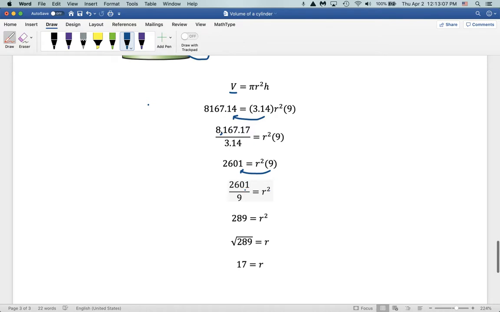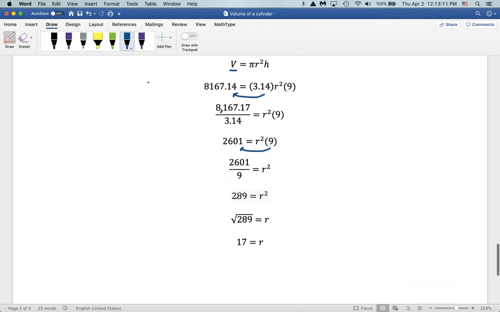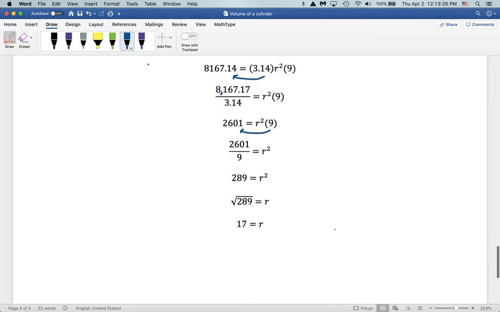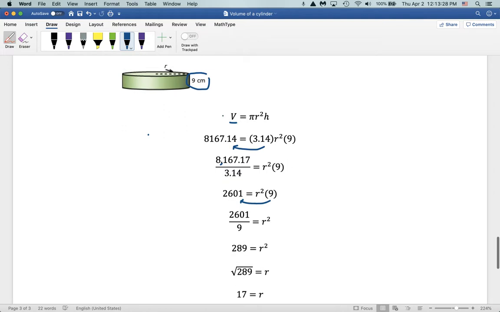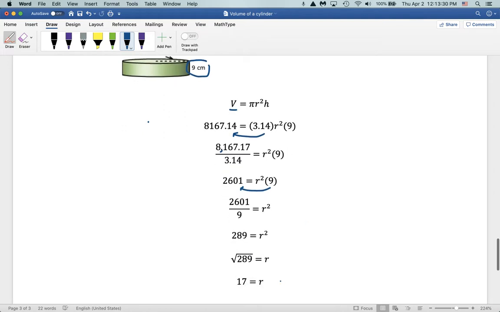When I take the 2,601 divided by 9, the r squared equals 289. Now I have r squared equals 289, so I need to undo the squared. The way I undo a square is I square root. So when I square root both sides, the square goes away. I'm left with just r, and the square root of 289 is 17. So I just found that the radius of this figure is 17.